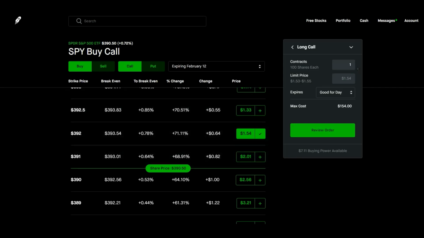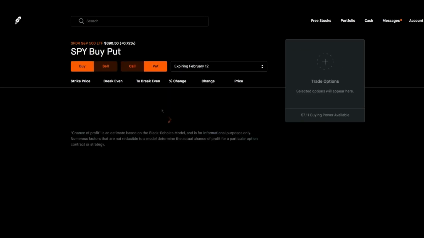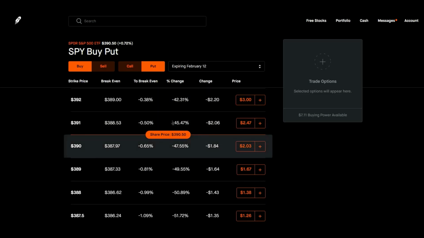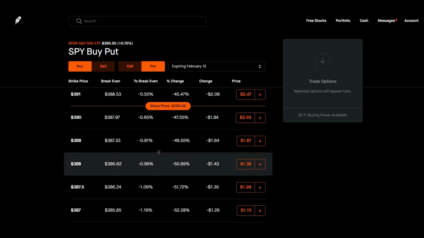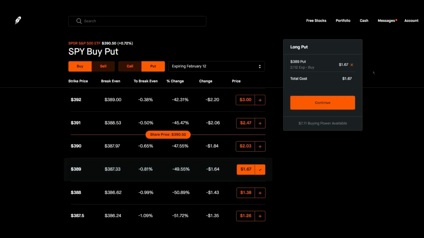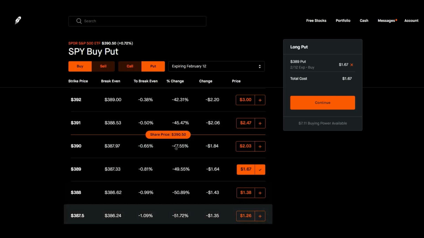And it's the exact opposite for a put. So if I cancel this out and I select puts, you are bullish, or I'm sorry, you are bearish on the stock. You think it's going to be going down. So I'm going to pay $167 to buy the $389 strike put. So I am believing that this share price is going to go down.